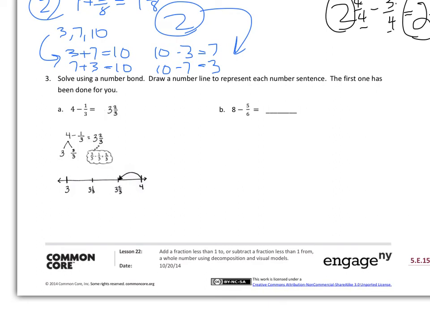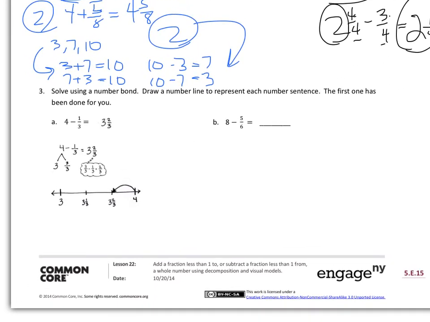On problem 3, we're going to use solving with a number bond and then a number line. So the first one was done for them. We can do the second one together. So students are going to do the same thing they saw, which was 8 subtract 5/6. They're going to think of what 8 can be as a number bond. It can be like 7 and 6/6.